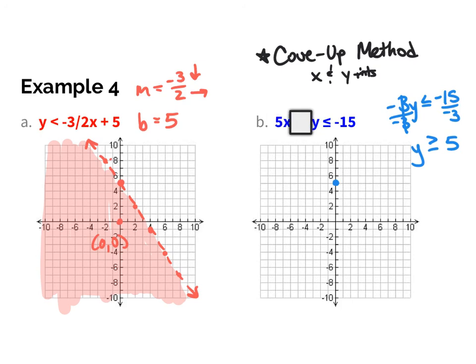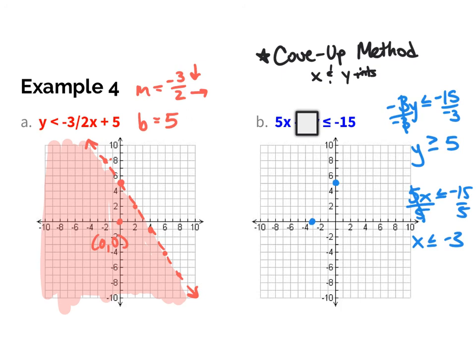Then I would take that box and now move it over, and I get another inequality that says 5x is less than or equal to negative 15. So now if I divide both sides by 5, I would get x is less than or equal to negative 3. Here I would not need to flip the inequality sign, because I'm not dividing by a negative. So x is less than or equal to negative 3 means I'll put a point at negative 3.